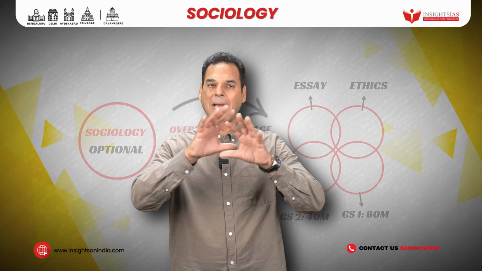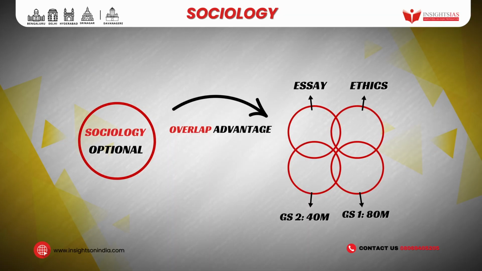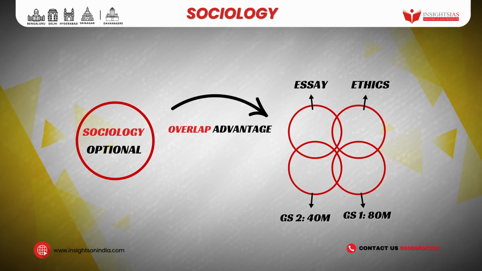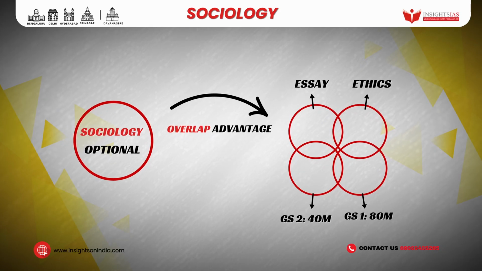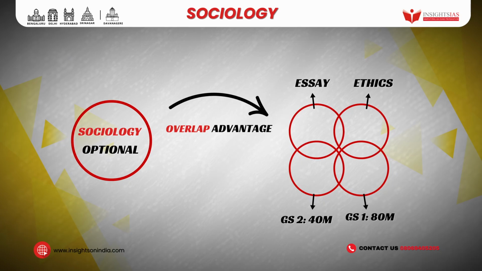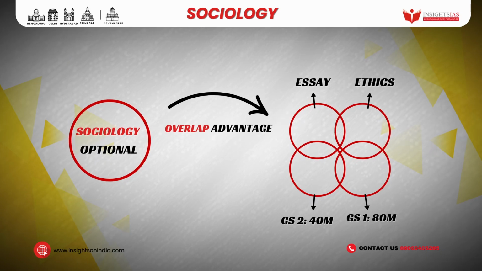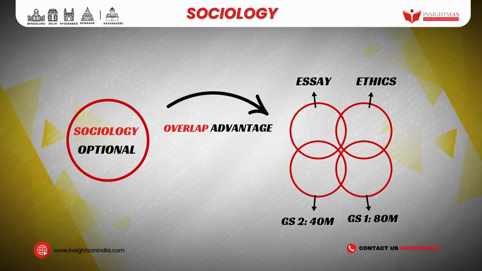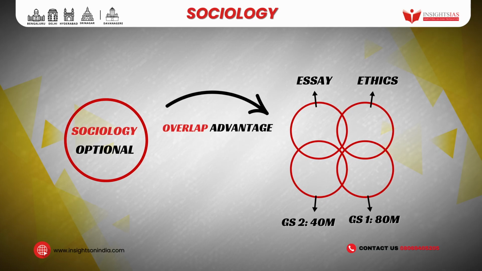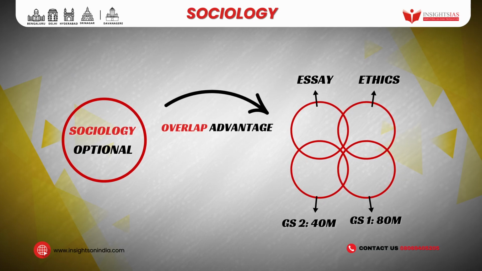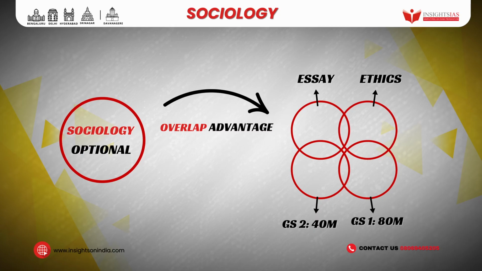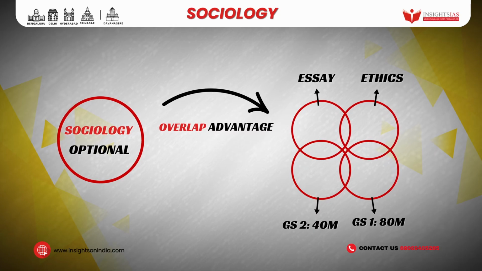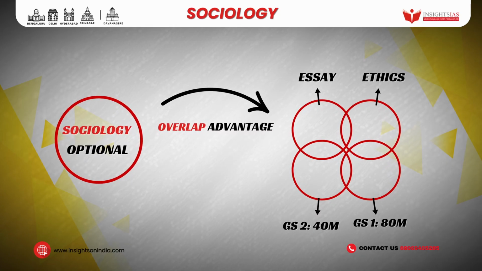So if we talk about the total overlap advantage in the mains, we're looking at approximately 75 marks worth in GS paper 1 Indian society and approximately 40 marks worth in social justice in GS paper 2, and in ethics, which is around a 250 marks paper, right? And the essay, most importantly, the overlap advantage, which also is the second most scoreable area after the optional.